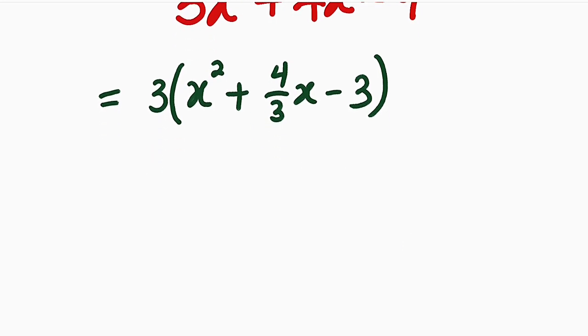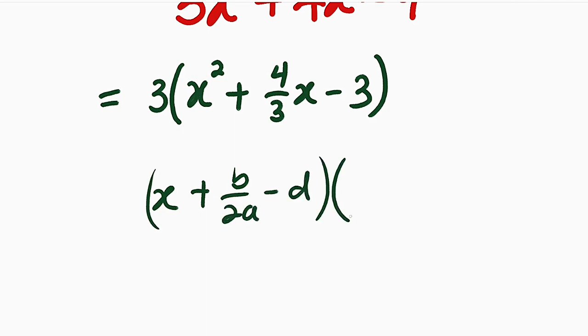Remember the formula I gave you. To factorize this, you need this formula: (x + b/2a − d) multiplied by (x + b/2a + d). All right, first of all, what is b divided by 2a?